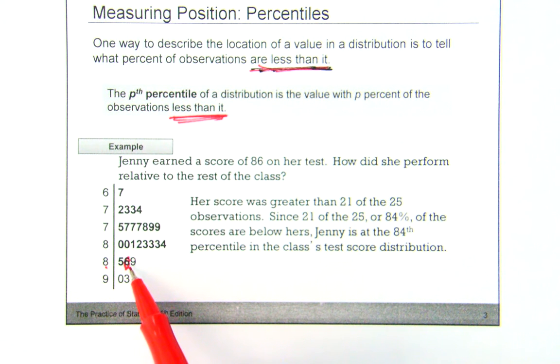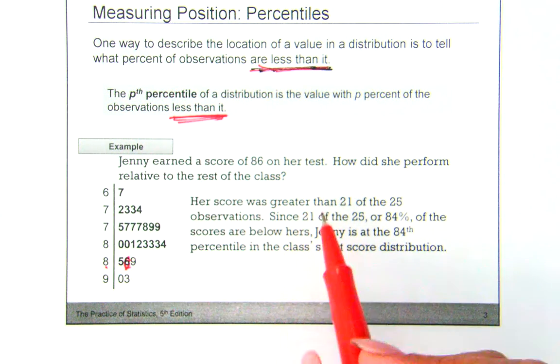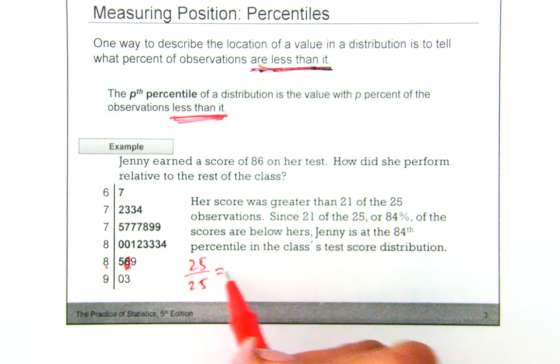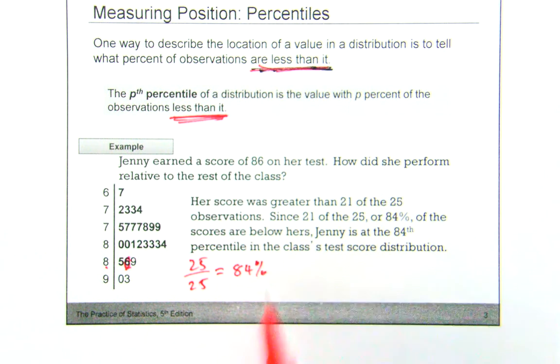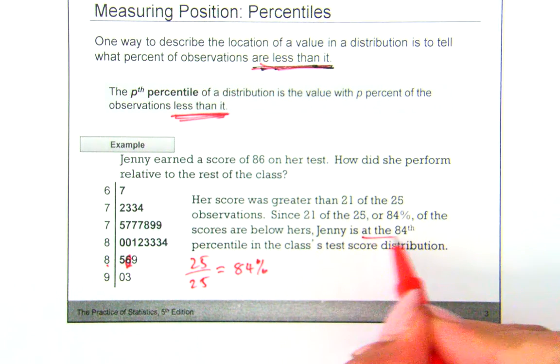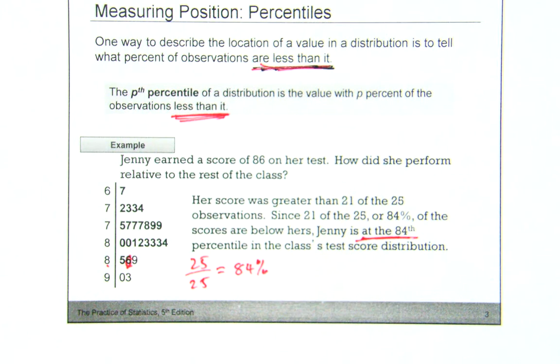So what we do is we count how many people are below her, and in this case, if you count all of these numbers here, she is the 22nd person. So 21 people scored below her score of 86. So if you take 21 of the people and divide it by 25, you get 84%. So that means she is at the 84th percentile for her class.